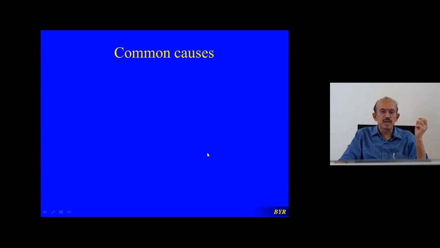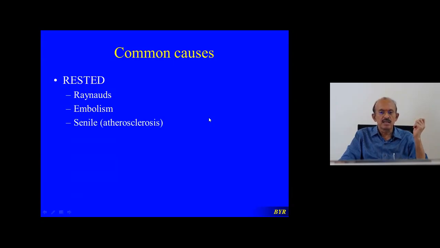Out of these many causes, for the common causes there is a mnemonic or tip to remember: Raynaud's, embolism, senile, that is atherosclerosis, T for thromboangiitis obliterans or Buerger's disease, thrombus, ergot, and diabetes.